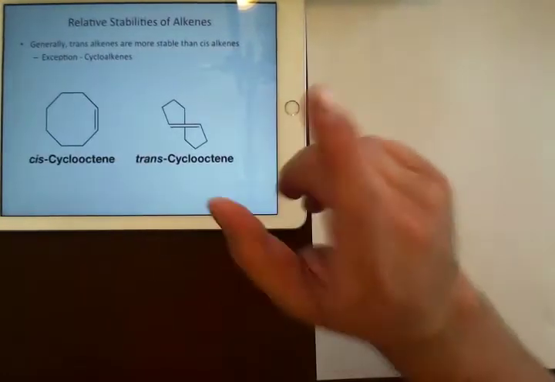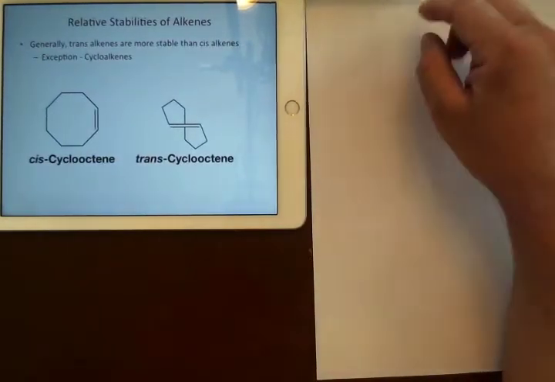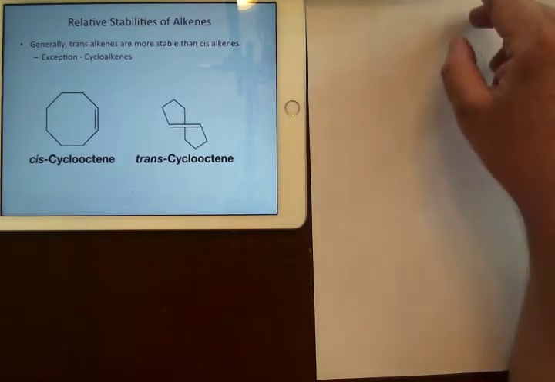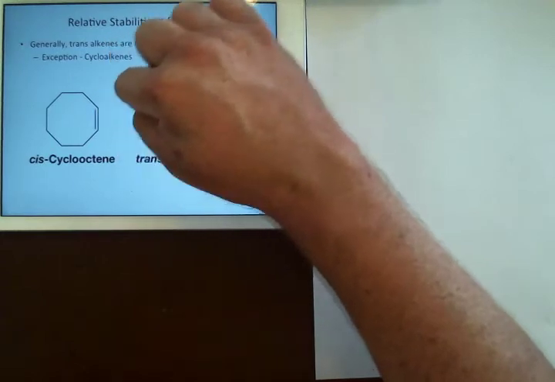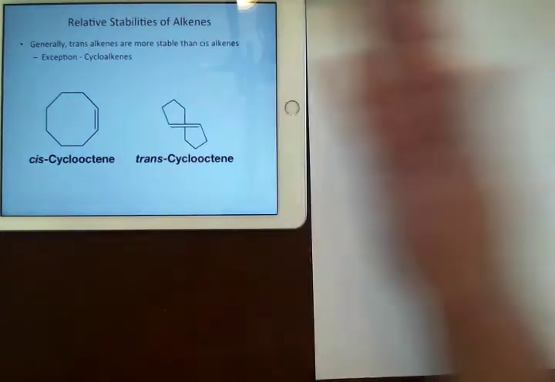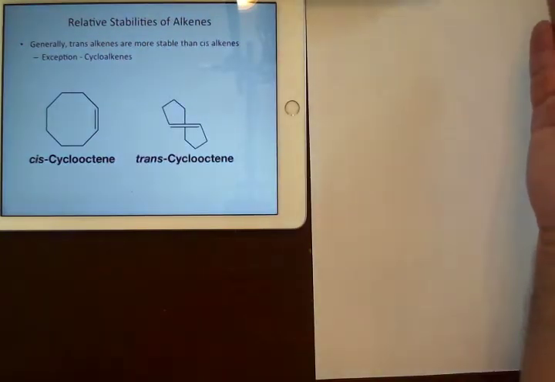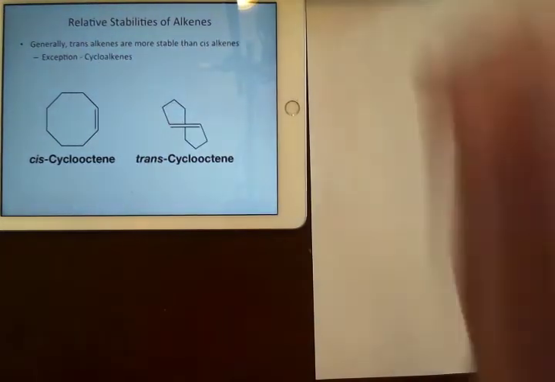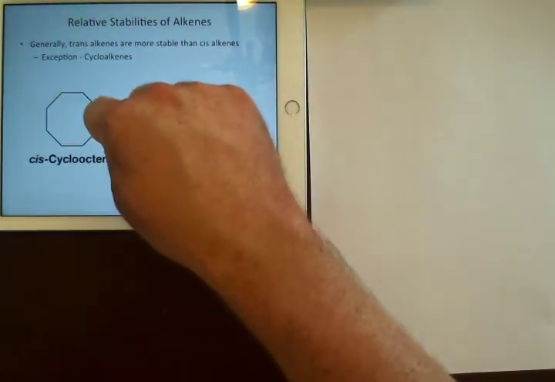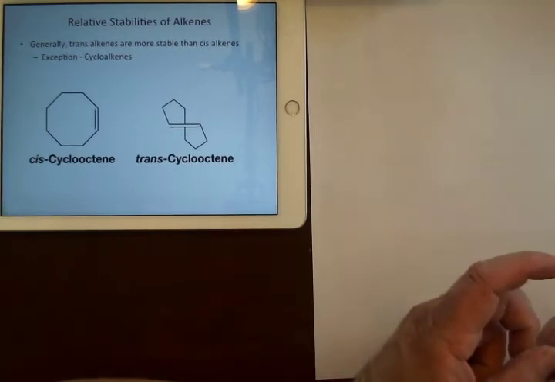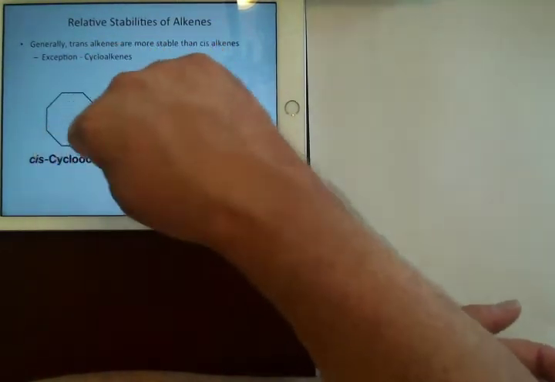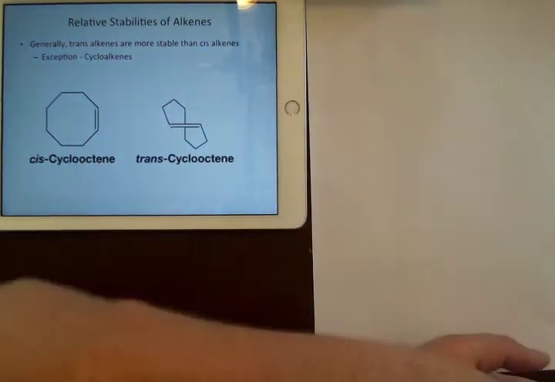The exception are the cyclic ones. If you notice, whenever we put a double bond in here, these groups are cis, right? There's going to be a hydrogen here, they're pointed the same way from the double bond. So that makes it cis, and the steric clashing is lost because of the twisting that can happen around these other bonds. You can twist out of it.